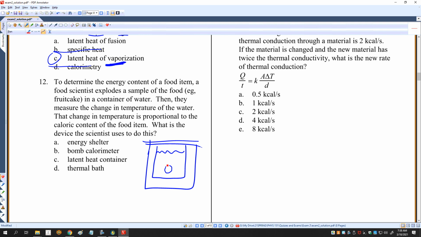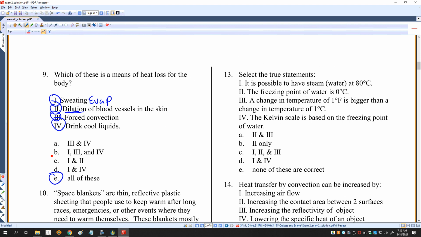you somehow set it on fire, you explode it, so it ignites like you're burning some fuel, and that causes the temperature of this water to rise. And by measuring the amount that temperature rises, Q is equal to mc delta T. We can measure this. I know the mass of my water. It tells us how much energy was put into that water. And by doing that, you can determine the energy of the food. This is called a calorimeter or a bomb calorimeter because you're actually exploding the stuff inside the calorimeter.